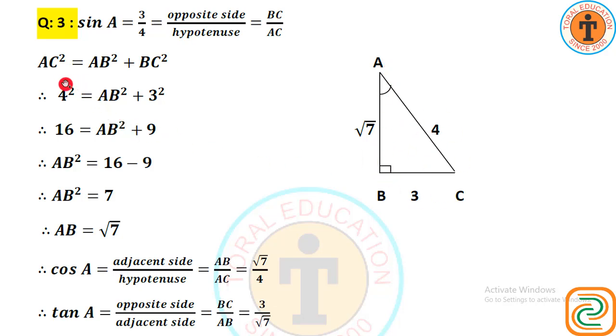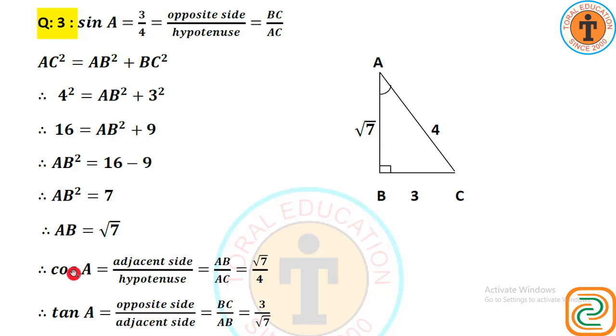There is no AB given, so first I have taken the Pythagoras theorem. AC square equals AB square plus BC square. AC means 4 square equals AB square plus 3 square. 4 square is 16, equals AB square plus 9. 9 will go to the left side and will be subtracted from 16. So AB square equals 16 minus 9, AB square equals 7. So we have got AB equals root 7, because we take the square root on both sides. There is no exact square root of 7, so we put the square root symbol. So AB equals root 7.